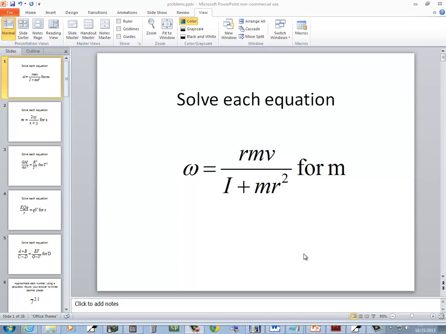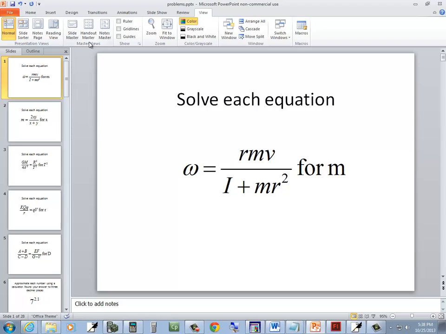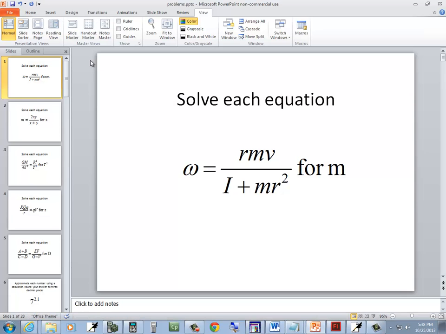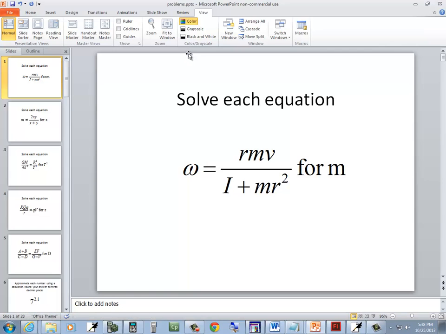In this problem, we want to solve this equation for the given variable. It's a Greek letter omega. So omega is equal to RMV over I plus MR squared. And I want to solve that for M.